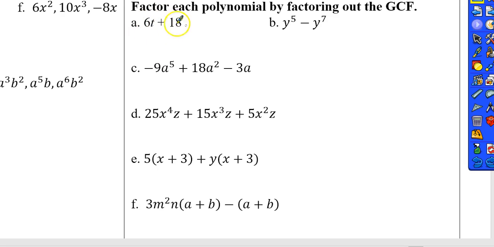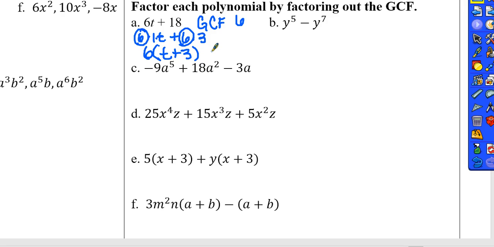So let's factor out the GCF. Looking at 6t and 18, what is their greatest common factor? 6. So you see it. What I'm going to do, just me, you don't have to do this if you don't need to, is rewrite this in factors of 6. So I'm going to do 6 times 1t plus 6 times 3. And I'm going to factor out the 6, right? So that would be 6, and I'm going to use the distributive property, times t plus 3.